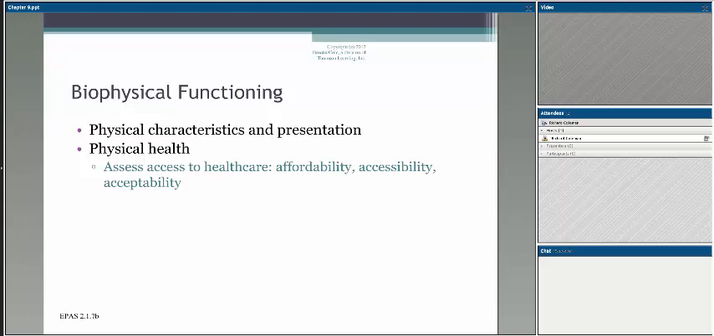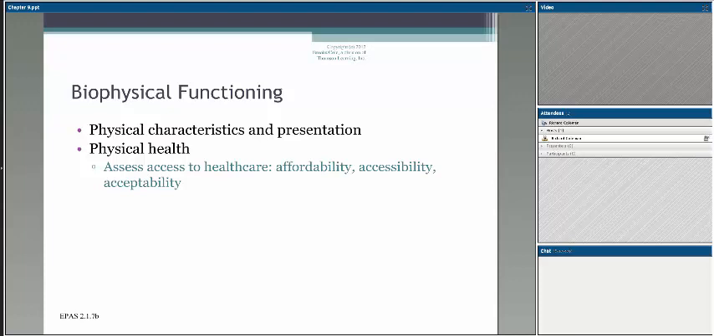So again, when we think about biosocial functioning, it's about physical characteristics and physical health. Health plays a very important role in terms of how people function within the context of family and as individuals. So if there are folks who have problematic issues with ongoing health concerns that are chronic in nature, it may have an impact, or it does have an impact, on their overall quality of life and their ability to actually function. So think about those things when you're looking at your assessments as well.